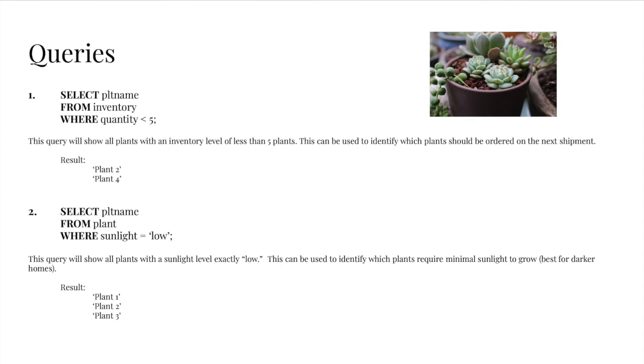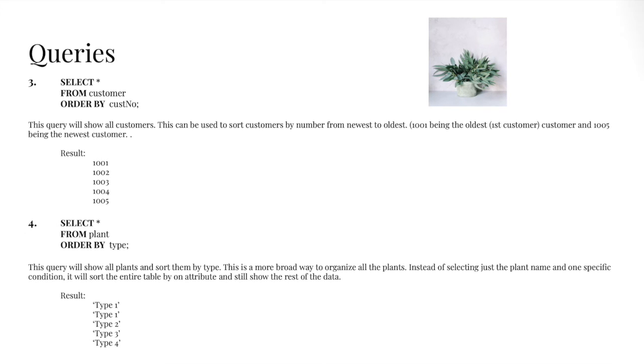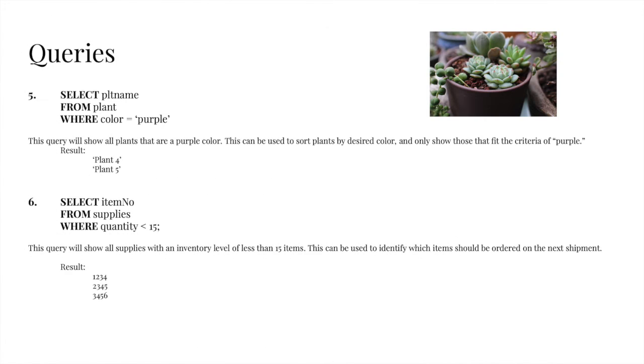In this case, we are inquiring about the plant name and want to take this information from the inventory table because our where clause is asking the database to inquire about plants whose inventory is less than 5 plants. The only place that information can come from is the inventory table. This is a very simple select command and is one of the most frequently used ones.